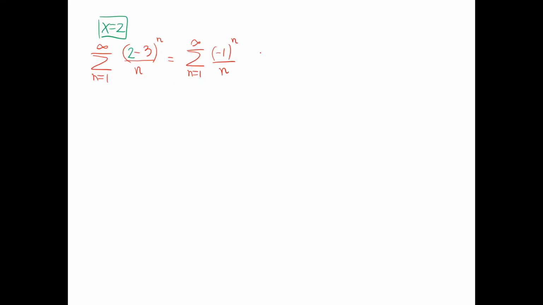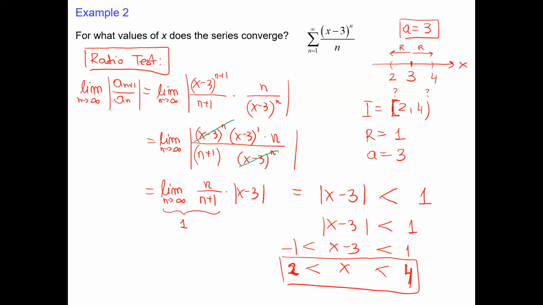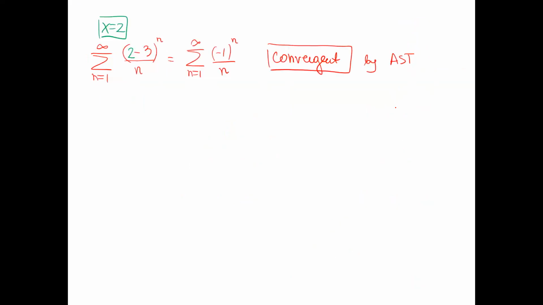We're getting alternating harmonic, and this alternating harmonic is definitely a convergent series. That means x equals 2 is giving us convergence. I know we got used to the alternating series test, and we don't have to use it at this point, but we know it's convergent. So 2 is definitely in. That means we will include 2. Doesn't affect the radius. From 2 to 4, let's check 4.